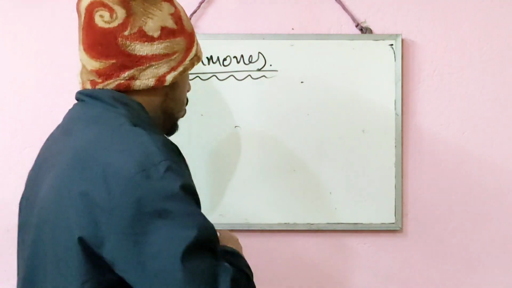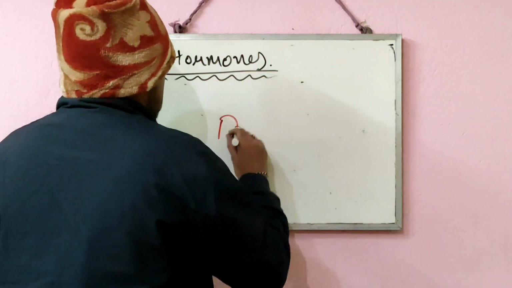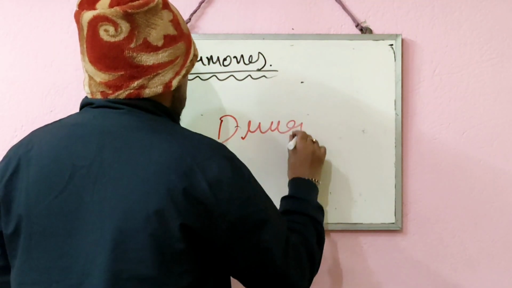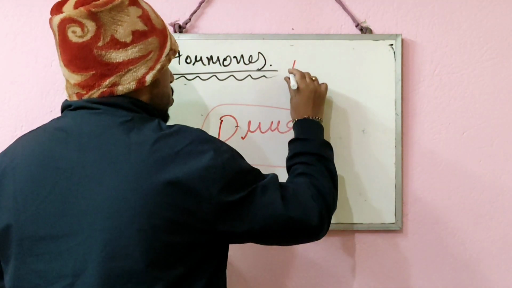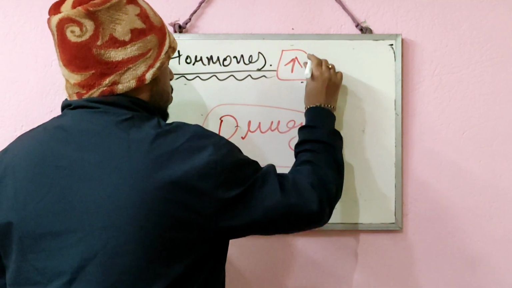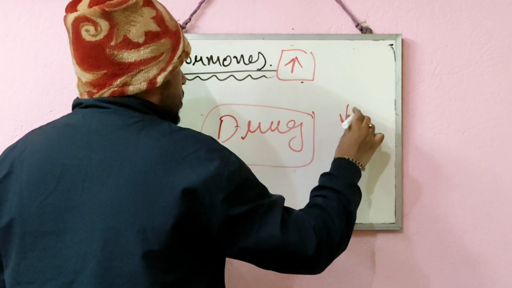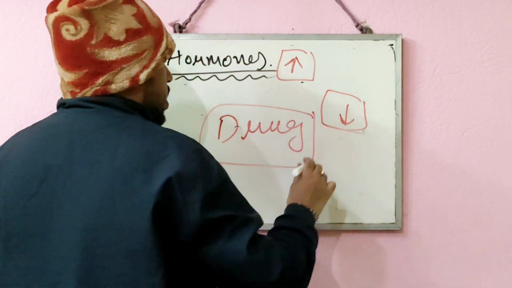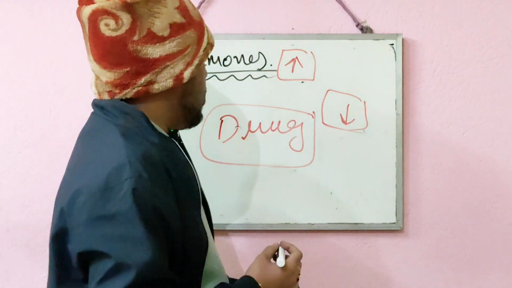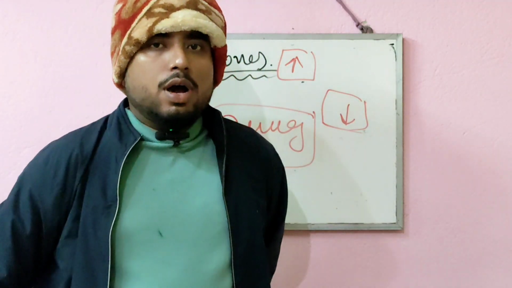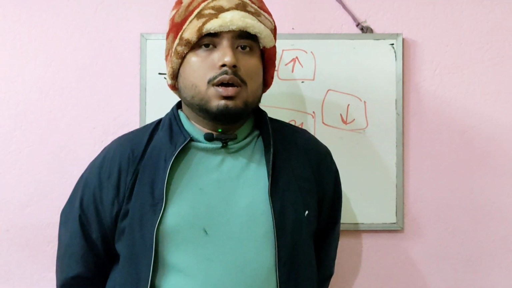In the next class we will discuss the drugs related to hormones that are used as supplements of hormones to promote the action of hormones, or we will study the drugs that act against the hormone and do the opposite action of the specific hormone. About all these drugs we are going to discuss in the next class.